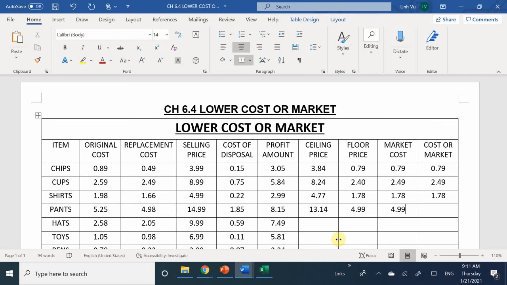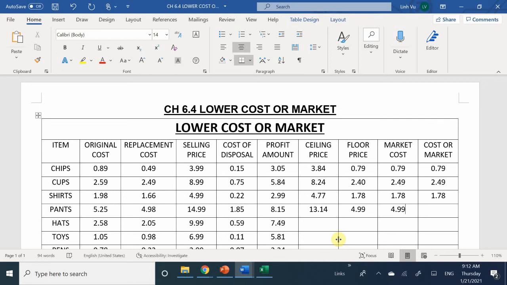That's why we have the ceiling, the floor, and the market for a reason, or the replacement cost for a reason, because sometimes you'll get numbers where they're off by only like 1 penny, and you have to really think which one's actually lower. Okay. So in this case, my market is $4.99 instead of $4.98. $4.98 is lower than $4.99.